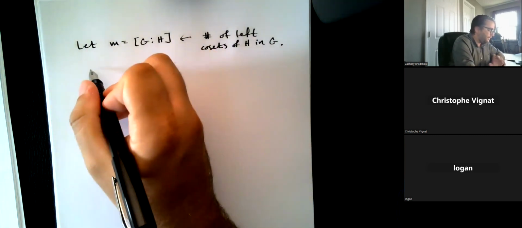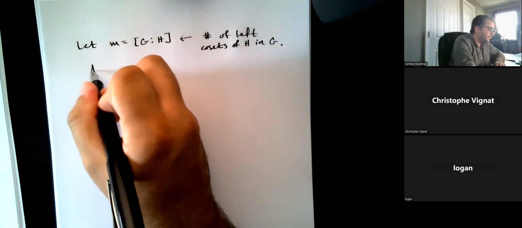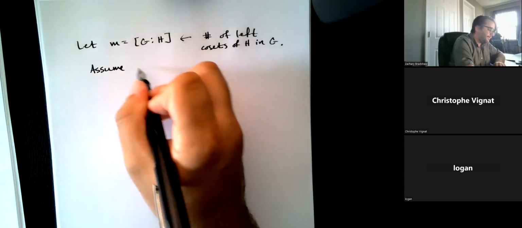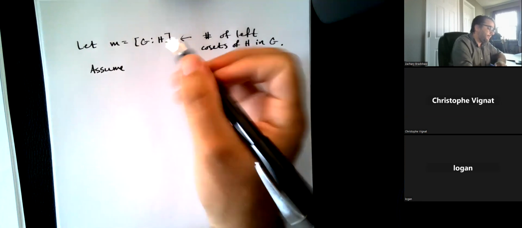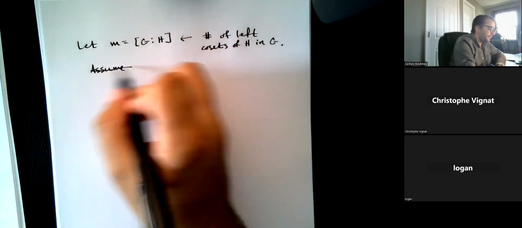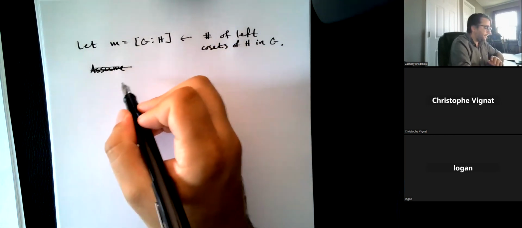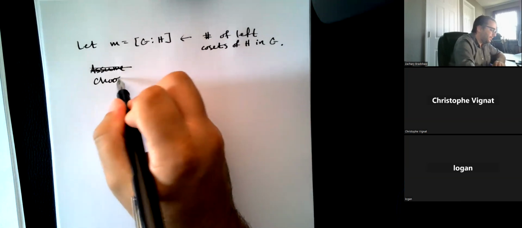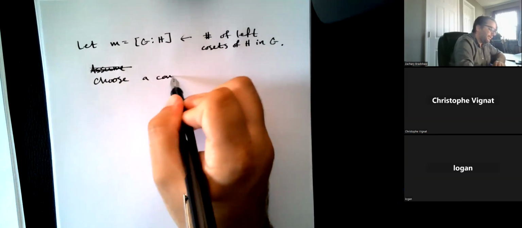So without loss of generality, let's assume that, well, first I have to collect representatives. So first of all, choose a complete set of representatives again.